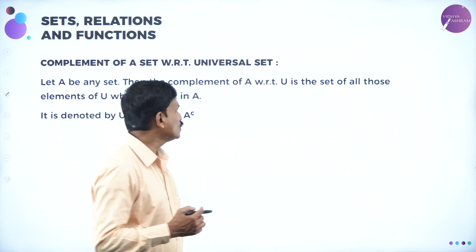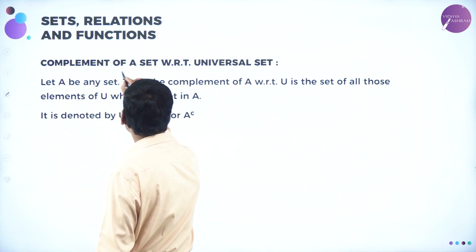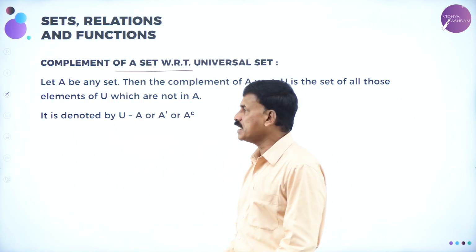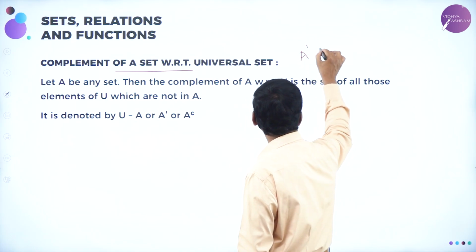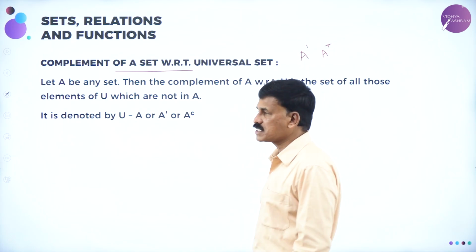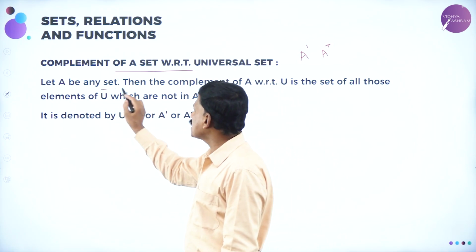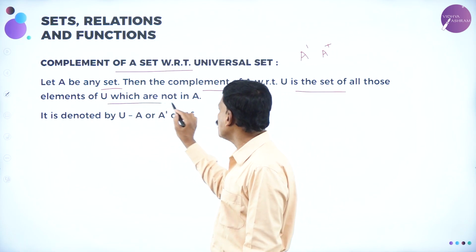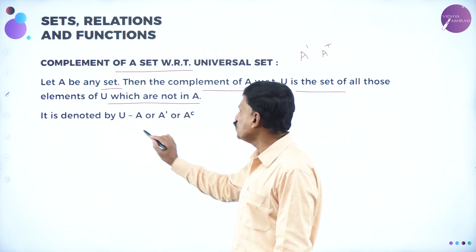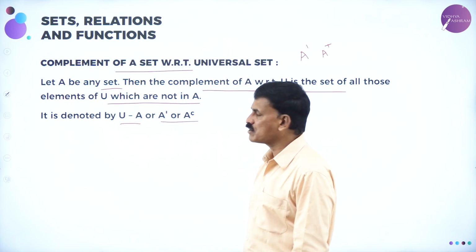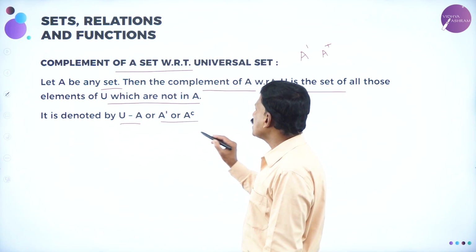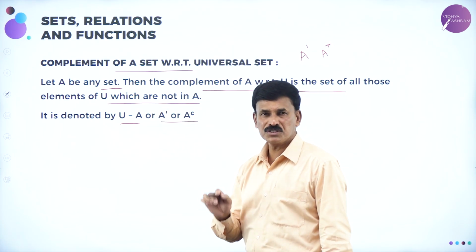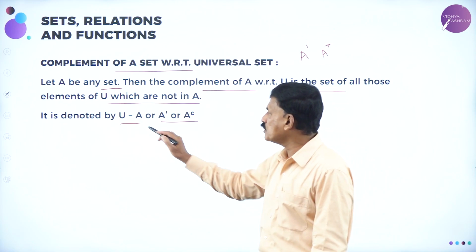Now, let us come to the next concept, that is the complement of a set with respect to the universal set. Complement is denoted as A dash or A C. Let A be any set, then the complement of A with respect to U is the set of all those elements which are not in A, all the elements which are in U but not in A, that is U minus A.